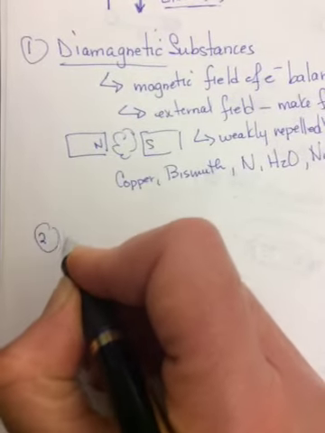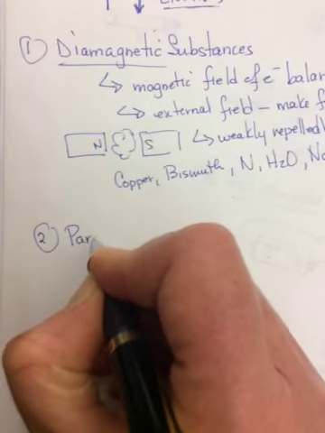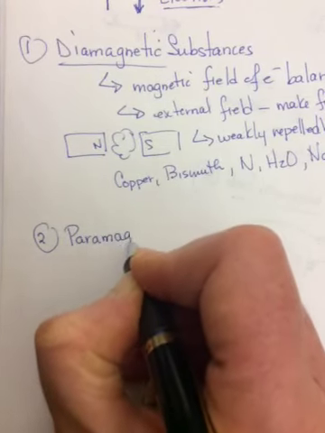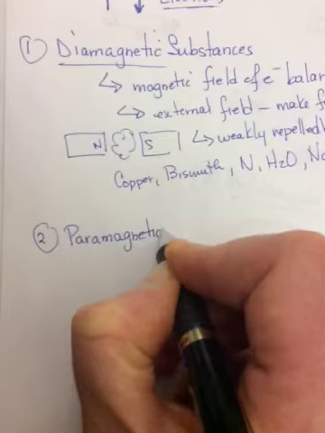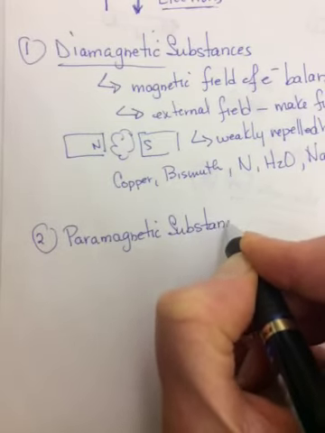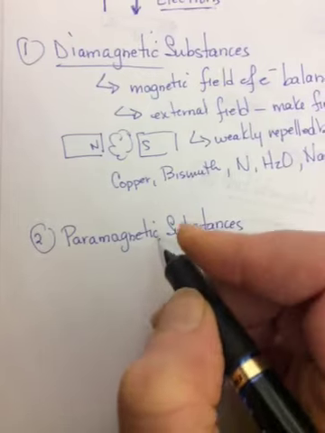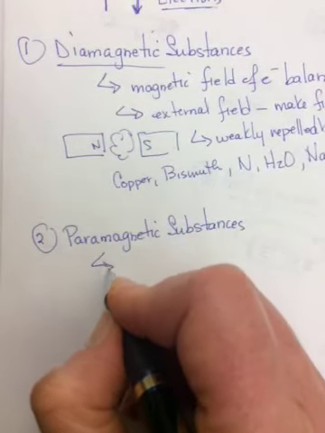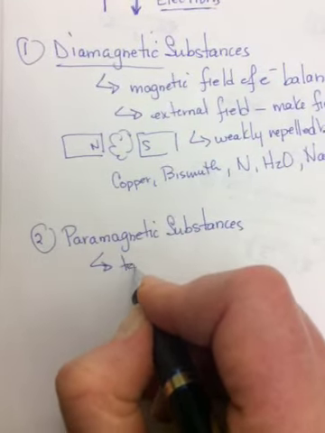The second type of material is called paramagnetic substances. In these ones, the magnetic fields of the electrons temporarily align.